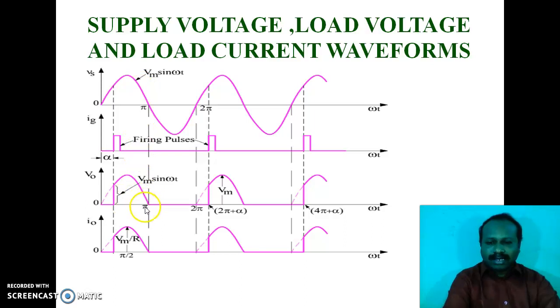But after this pi, the input supply voltage is negative. So due to this negative voltage, the thyristor will be reverse biased. That is known as line commutation or natural commutation. So already I told that this load is resistive. So the load voltage and load current waveforms are the same. See here, V0 is the load voltage and I0 is the load current. So both are the same for resistive load.